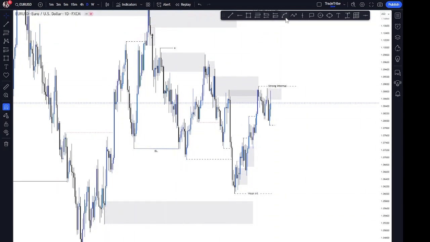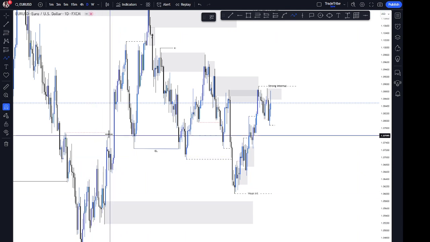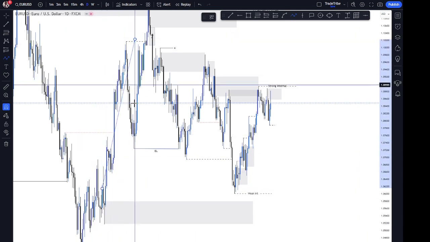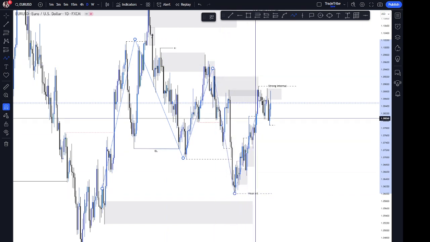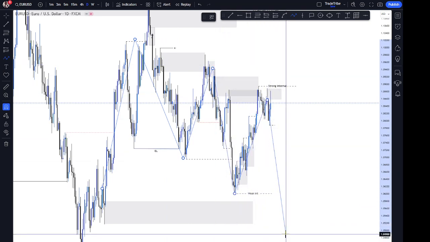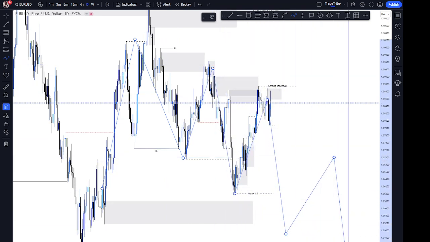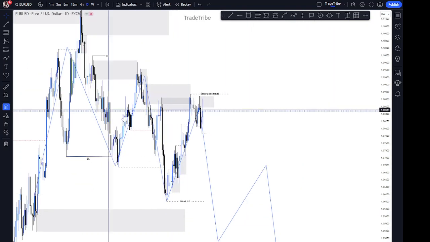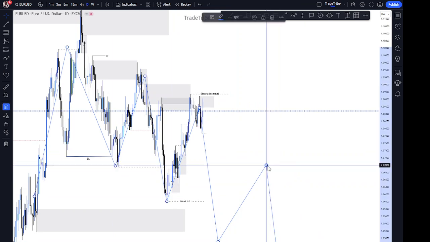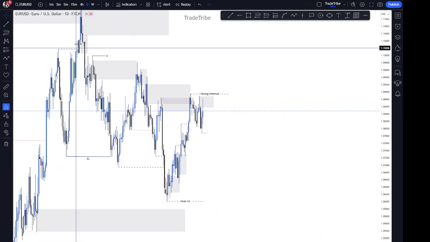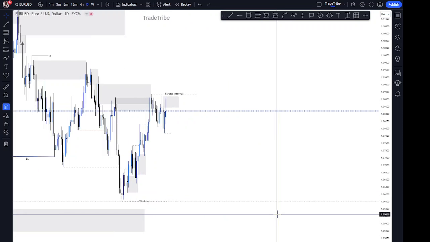So here hapa tulikuwa tunapanda, tukashuka, tukapanda, tukashuka, tukapanda, tukashuka. So this is what we want to see, vitu kama hizo. So this is the overall direction, unless we have a market shift. I consider this as bearish.